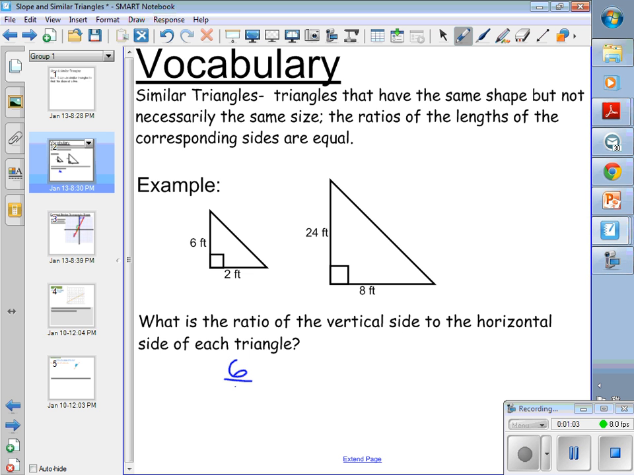6 to 2 and 24 to 8. So you should see, since they are similar triangles, that they are also equal. Because if I do 6 times 4, I would get 24, and 2 times 4 would get me 8. So you can see that they are similar.